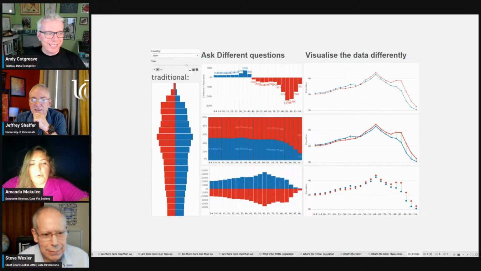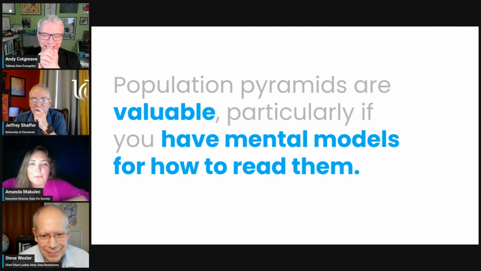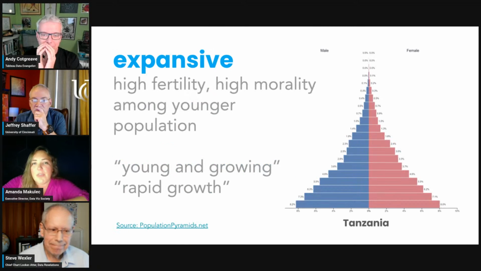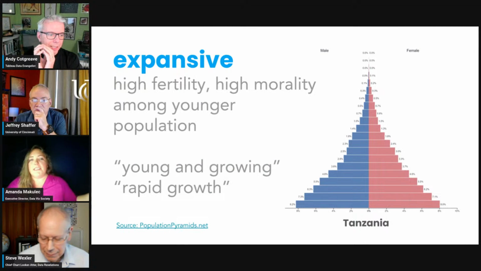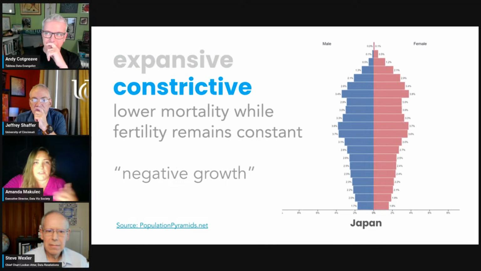Well, I do think I have one important example that I want to bring up, and I'll skip two. You gave me the opportunity to make slides, so I can't hold back from it. Population pyramids are valuable if you have mental models to read them. This comes back to audience, right? We've talked today about these different shapes, expansive pyramids where you see this shape, and if you know how to read them, you think high fertility, but also high mortality among younger populations, young and growing.